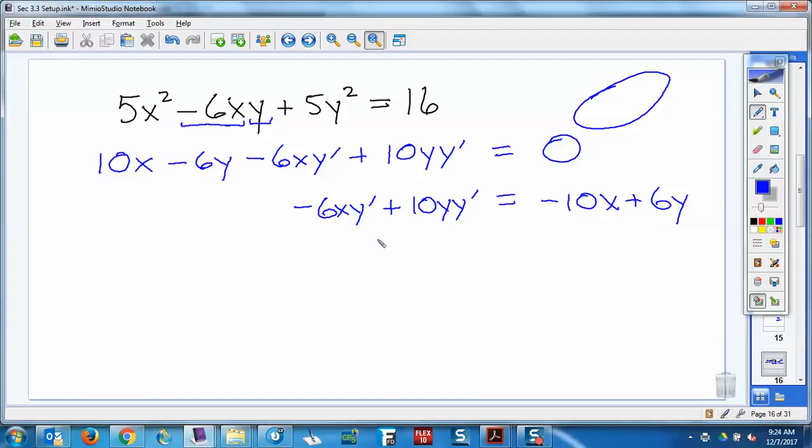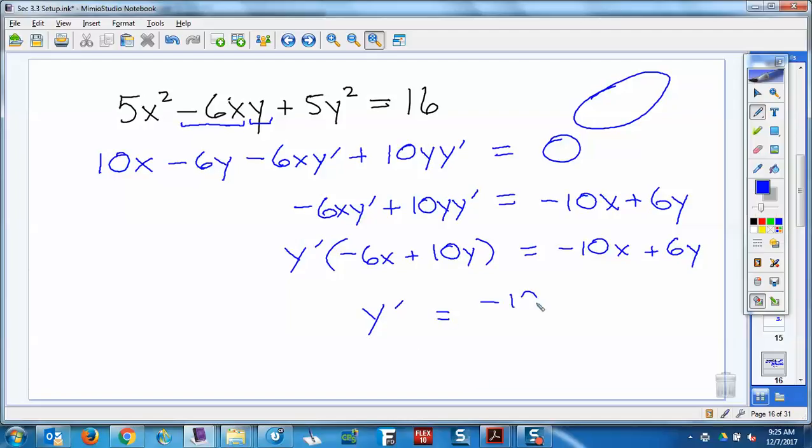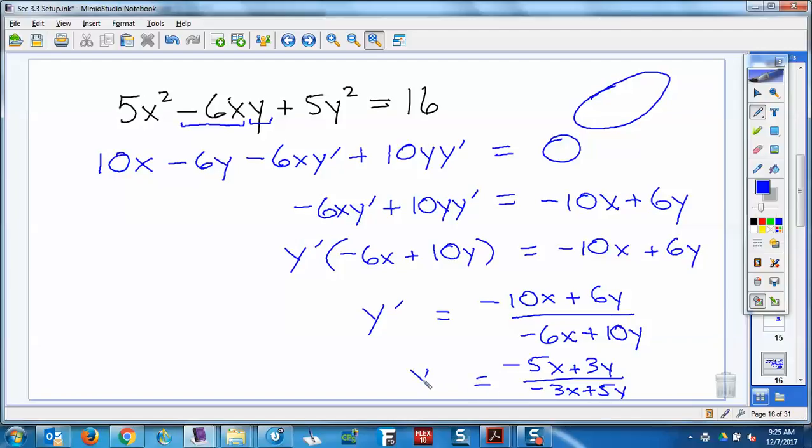I'm going to move the other stuff over, leave the y primes on one side. Because I can then do what? Factor out a y prime. So I want to group the y primes to one side. That way I can, and then do what? Then divide by that quantity. So I get negative 10x plus 6y over negative 6x plus 10y. Now you could take a 2 out of that. You could take a 2 out of the top and 2 out of the bottom. And so your final answer really should be negative 5x plus 3y over negative 3x plus 5y, because you can take out a 2.